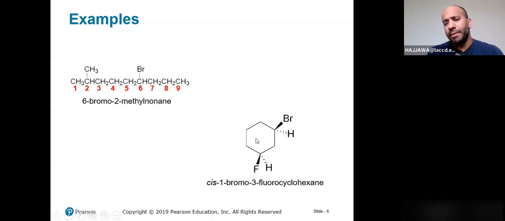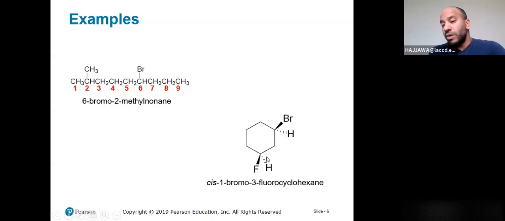Here's another structure. We could see basically that's a cyclic alkyl halide. So that will be numbered based on the alphabetical order, since there are 2 substituents. If it's only 1 substituent, I wouldn't need to number it. But if it's 2 substituents, I will number it based on the alphabetical order of those 2 substituents. I have a bromo and a fluoro, so the carbon that has the bromo sitting on it would be number 1, and the carbon where the fluoro is sitting would be number 3. So this would be 1 bromo, 3 fluoro, cyclohexane.